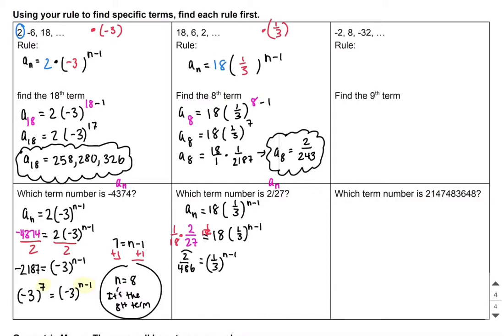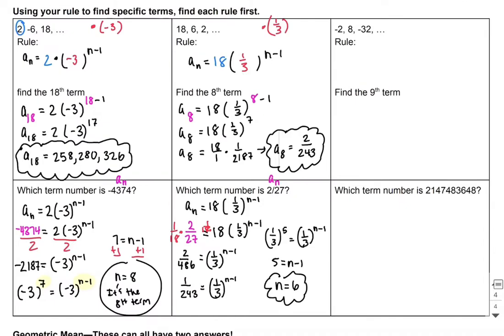And then I'm going to simplify this to be 1 over 243 is equal to 1/3 to the n minus 1 power. And then really I just need to know 3 to what power is 243. And if I play in my calculator, it's 3 to the 5th power. So I really have 1/3 to the 5th power on the left-hand side, is equal to 1/3 to the n minus 1 power. So 5 is equal to n minus 1. So n is equal to 6. So it's the 6th term in the sequence, and I want you to try this example on your own.